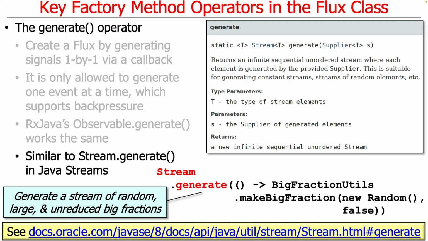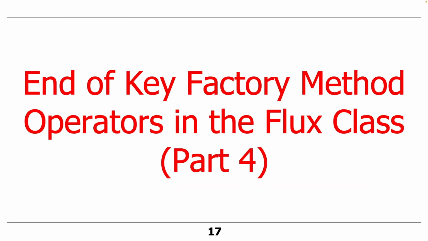So generate, it's a useful factory method to be aware of. I haven't found a lot of use for it in my work except for generating events for test cases. And we'll take a look at that when we get a little further along. We're looking at the case study EX3 that corresponds to the various operators that we're talking about in this particular part of the course. So that's the end of the next factory method operator, and this might be the very last one we talk about. So we've talked about around a half dozen or so factory method operators in Project Reactor's Flux class.